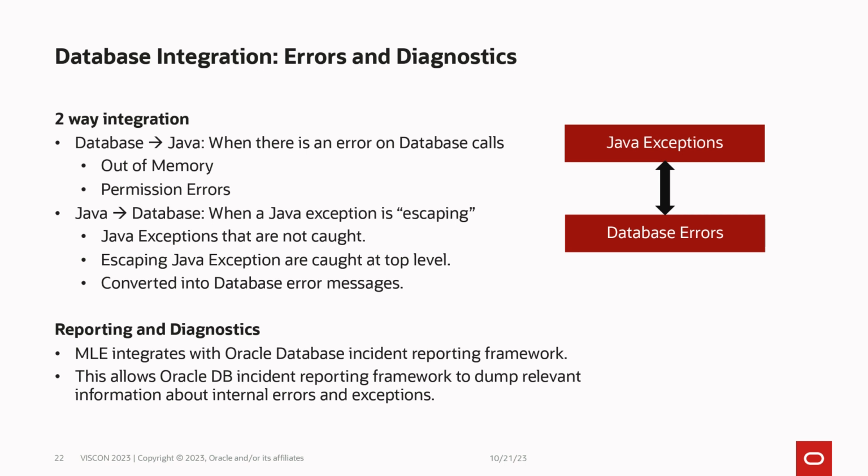And then you can also think about it the other way around. For example, there is an exception on the Java side that nobody caught. Nobody caught this exception on the Java side, so you will end up on the database side, in the first C function, the topmost function in your call stack that actually executed the Java code. So what do you do in those scenarios? You need to be able to translate those Java exceptions into Oracle database error messages so that they make sense to the end user, right? So all of this had to be done when you integrate things like MLE in the database.